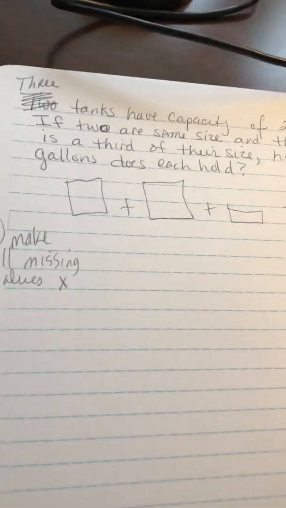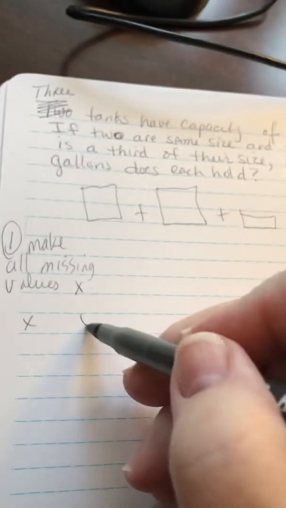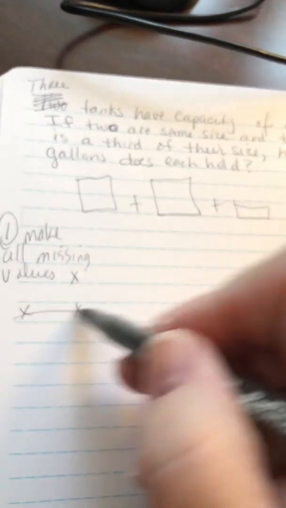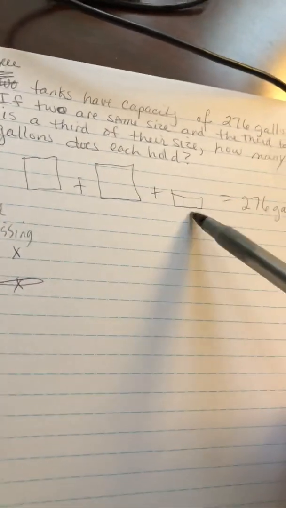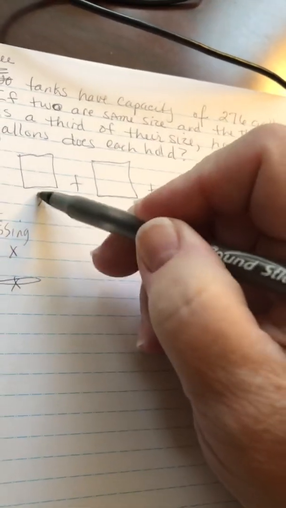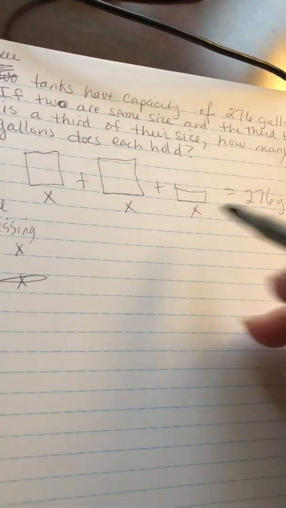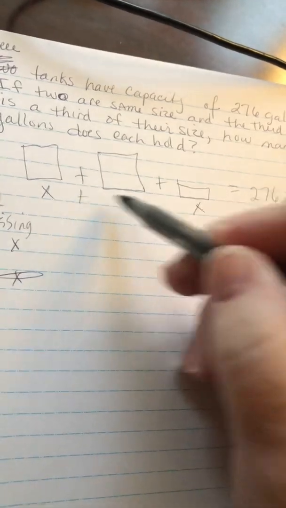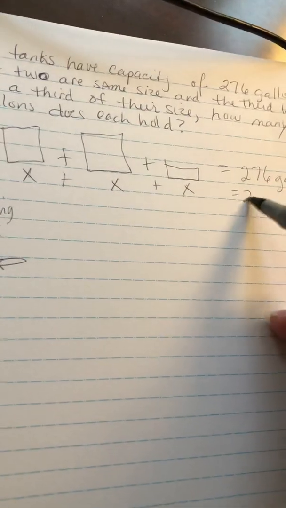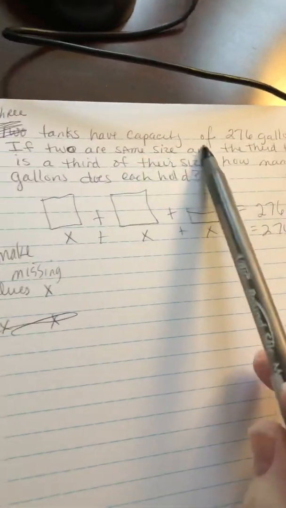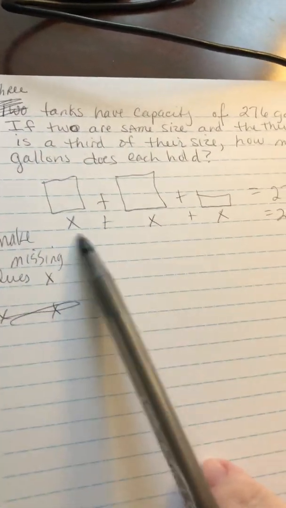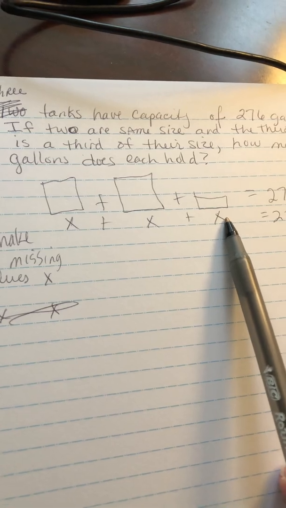So if I had 2 missing numbers, I'd make them both X and then adjust one of them. In this case, I have 3 missing values. So I'm going to call each of them X to begin with. So I could say X plus X plus X equals 276. Now, going back to the problem though, this right now shows that all 3 of them are the same, and we know that's not true.